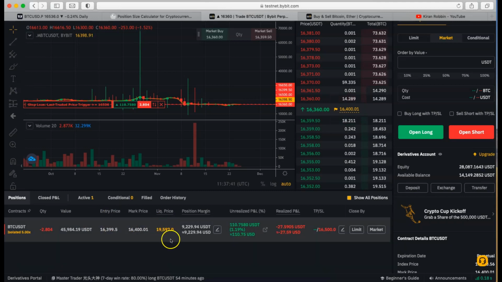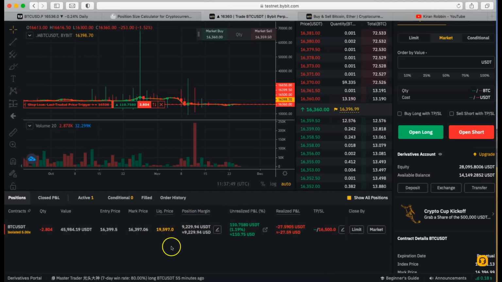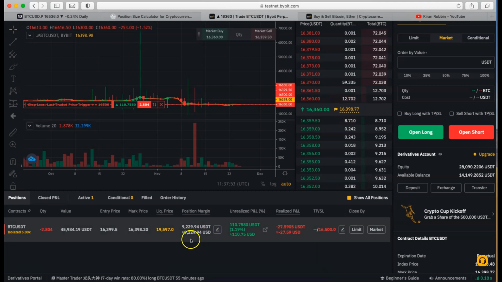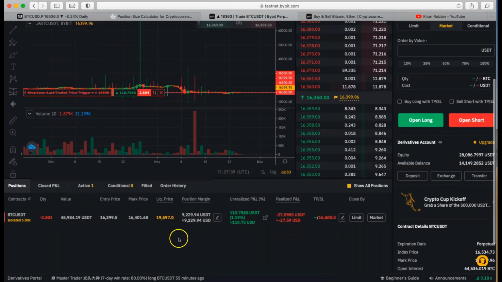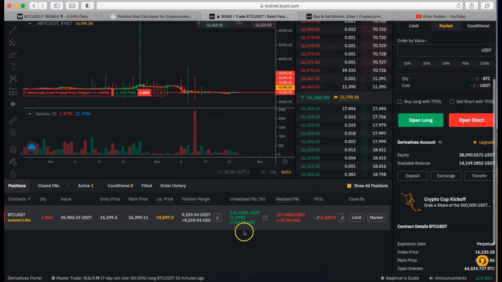But the liquidation price now is at a slightly lower level, and the actual position margin has increased, because before I was using 10x leverage, and so my position margin was half this, but now because I'm using 5x leverage, my position margin now is double the amount, which makes sense. And this shows how much I'm up. So I'm up $110 so far in this trade.